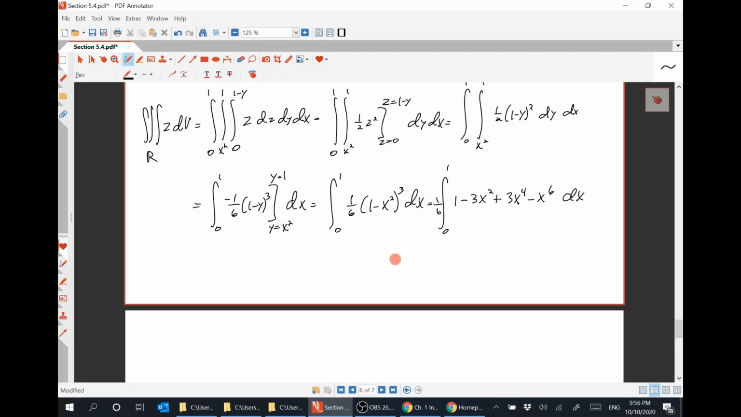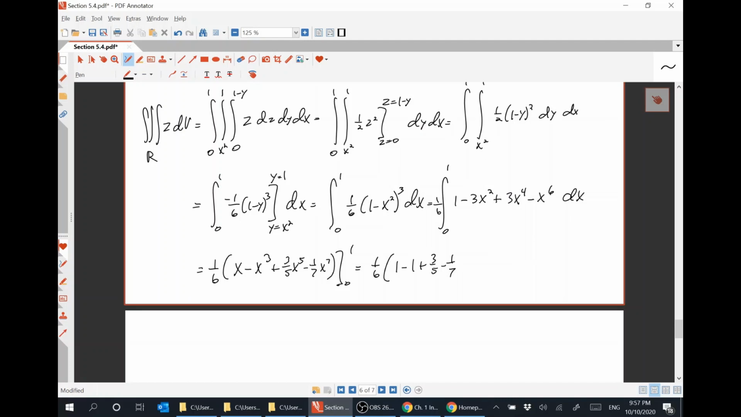dx. So this is equal to 1/6 x minus x to the 3rd plus 3/5 x to the 5th minus 1/7 x to the 7th from 0 to 1. So this is 1/6 times 1 minus, so you just have to evaluate at 1, and then evaluating at 0, of course, you get 0. 1 minus 1 plus 3/5 minus 1/7.